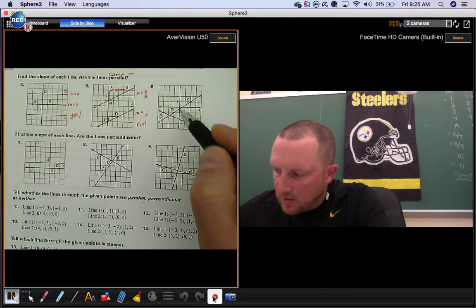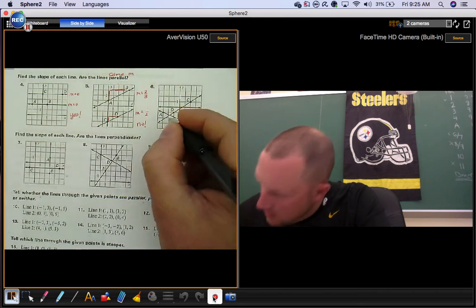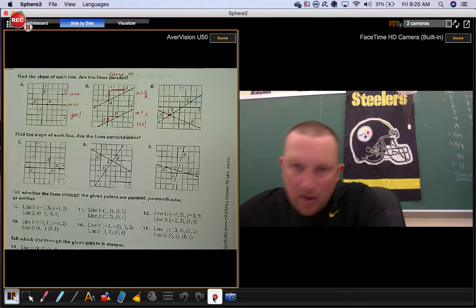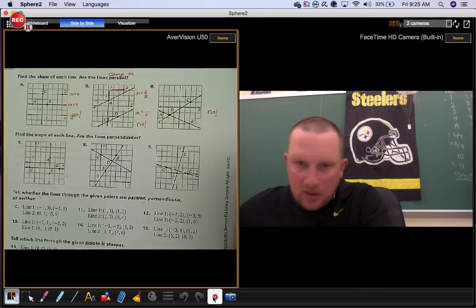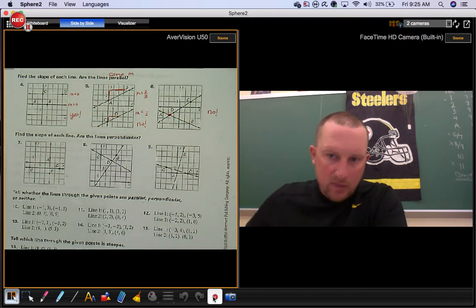Number 6, are these lines parallel? They touch right there. They are not parallel. You don't need to find any slopes here. You can kind of save your brain for some other things.